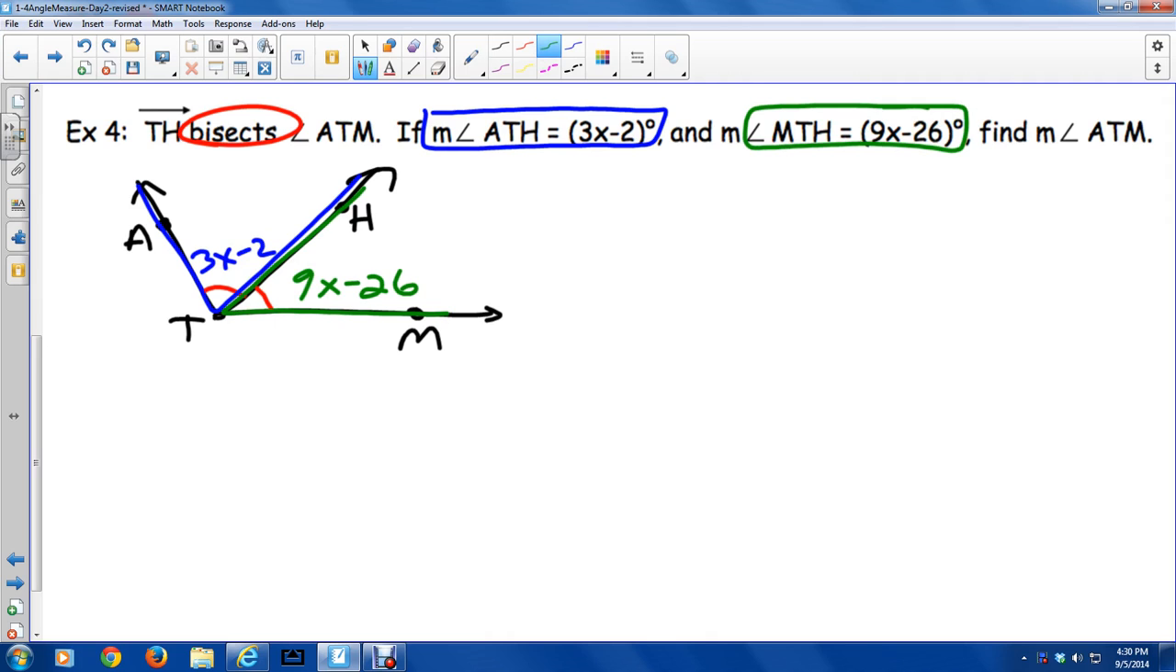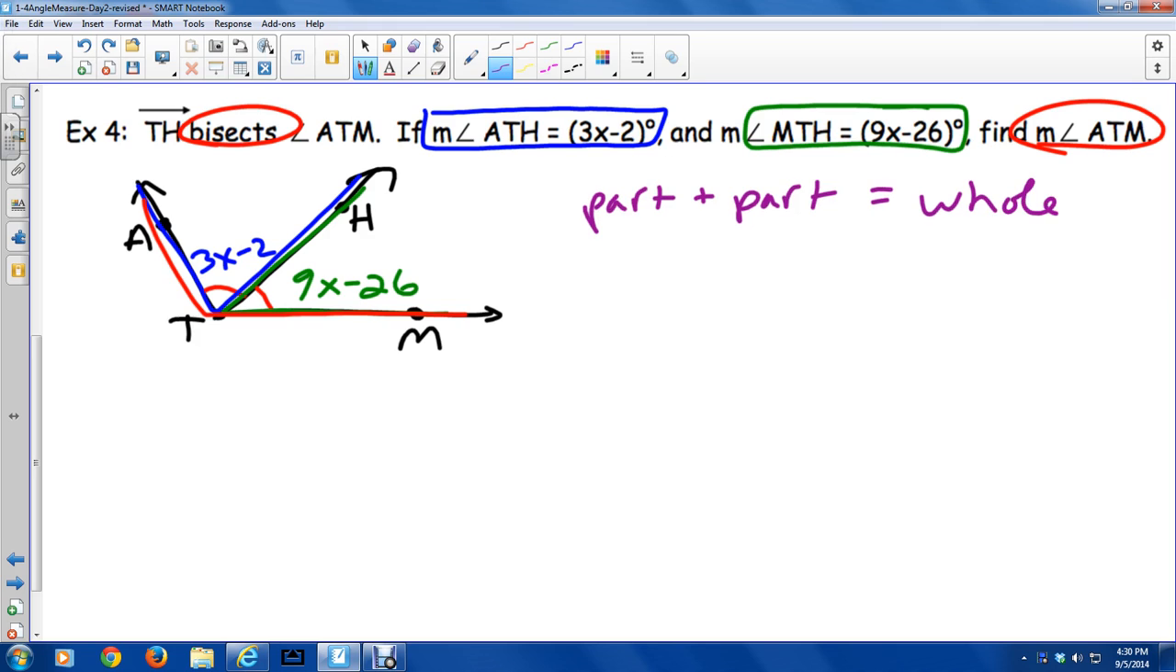And notice this time we're not given any information about the whole, but we are asked to find the measure of angle ATM. But if I look at that, it didn't give me an expression for it. I don't have a number for it. We had 150 in the last one. Now I don't know the degree measure of that. So if I actually try to do my equation, part plus part equals whole, it looks like I have the 2 parts. I've got the angle on the left, I've got the angle on the right. I don't have anything for the whole.